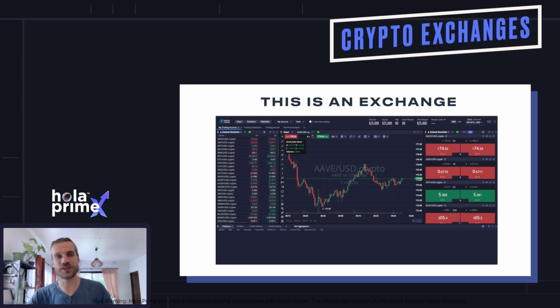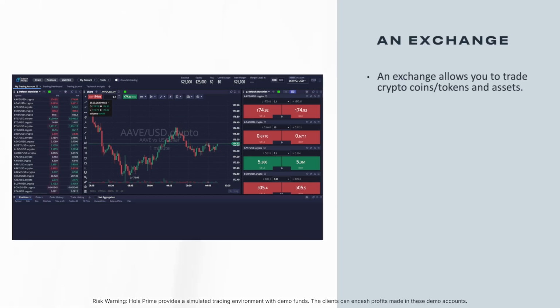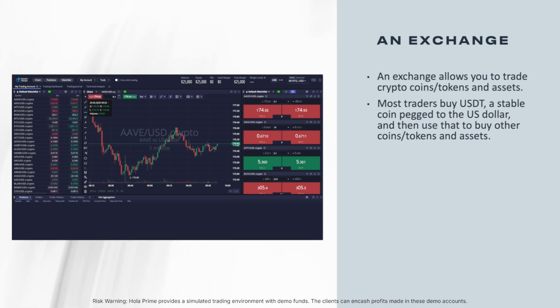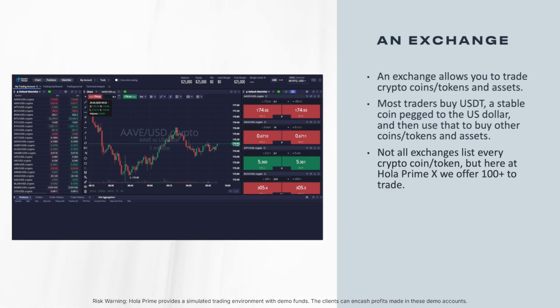This is an exchange. Once you've learned how to chart, once you've learned how to draw patterns, and once you've started to develop your ability to perform technical analysis, you need to be able to, of course, buy and sell crypto, and you do that on an exchange. An exchange allows you to trade crypto coins, tokens, and assets. Most traders will buy USDT, a stable coin pegged to the US dollar, and then use that to buy other coins, tokens, and assets. Not all exchanges list every crypto coin or token, but here at Hola Prime X, we offer 100 plus to trade.